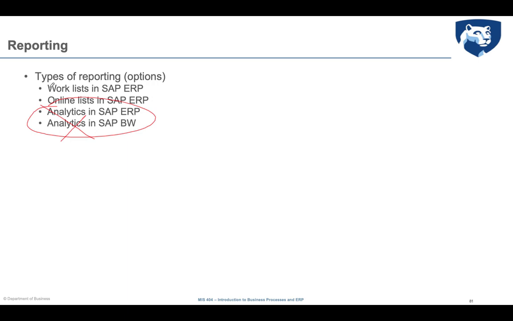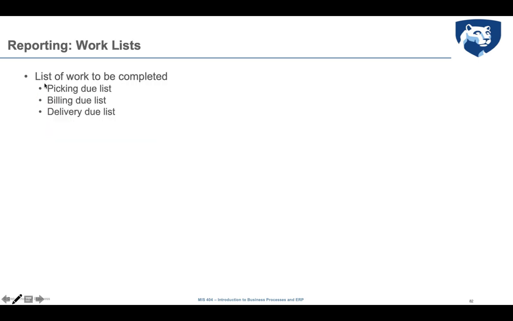What is interesting is two types of reporting that at any point in the process you can generate with SAP, which is work list and online list. So work list basically is a list of documents or work that is stored in SAP at a certain point in the process and is classified as to be completed.